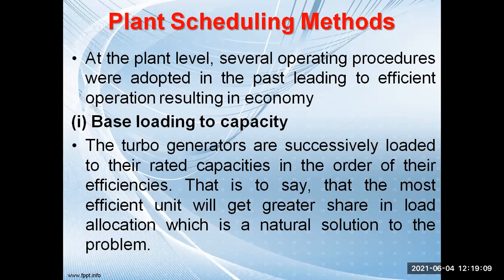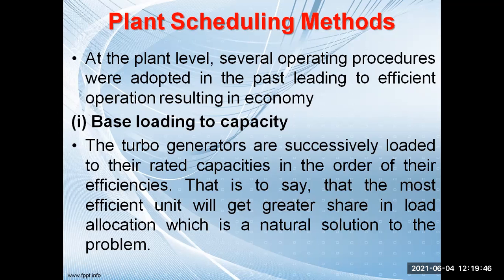So at the plant level, several operating procedures were adopted in the past, leading to efficient operation resulting in economy. First is the base loading to the capacity. Base loading to the capacity means the turbo generators are successively loaded to their rated capacities in the order of their efficiency. There were a number of generators in the past, and the efficiency of each generator was known. So based on the efficiency, each generator is loaded.